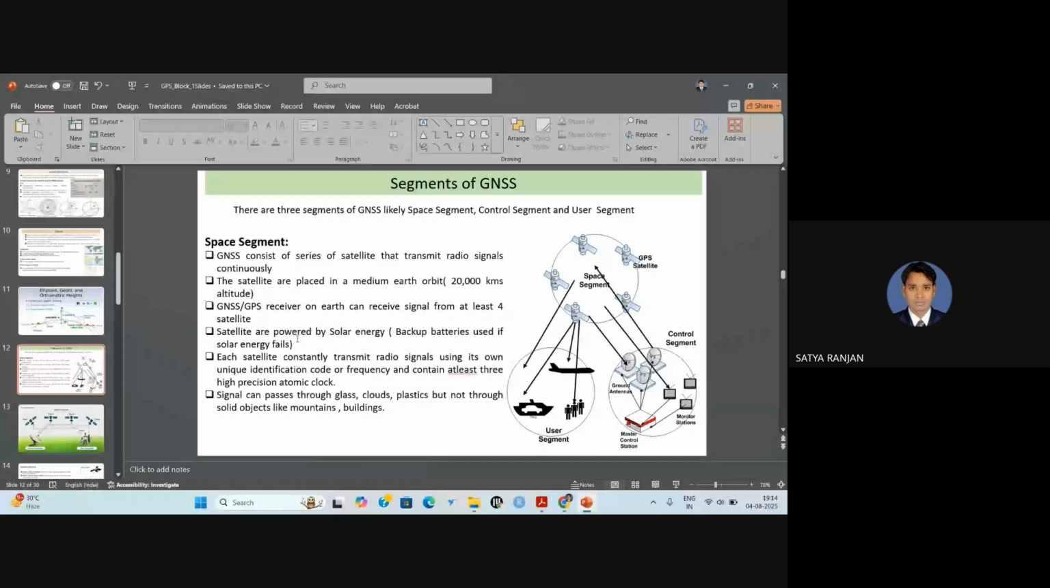That's why we avoid acquiring the data in building areas, or in an open space. So we just get the data in the open space.